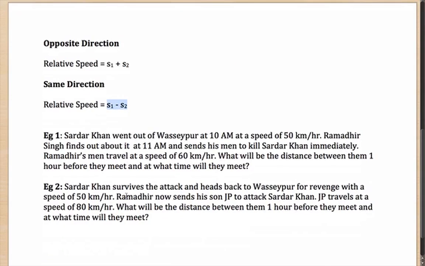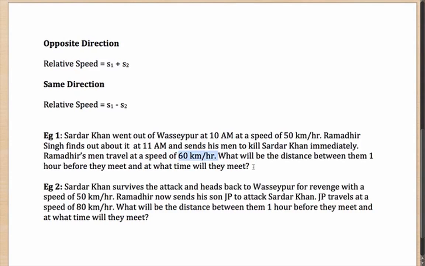Say, I've listed down two examples here. Let's say Sardar Khan went out of Wasipur at 10 a.m. at a speed of 50 km per hour. Ramadhir Singh finds out about it at 11 a.m. and sends his men immediately to kill Sardar Khan. Now, Ramadhir's men travel at a faster speed of 60 km per hour. It is very important that Ramadhir's men travel at a higher speed. Otherwise, they will never be able to catch Sardar Khan.